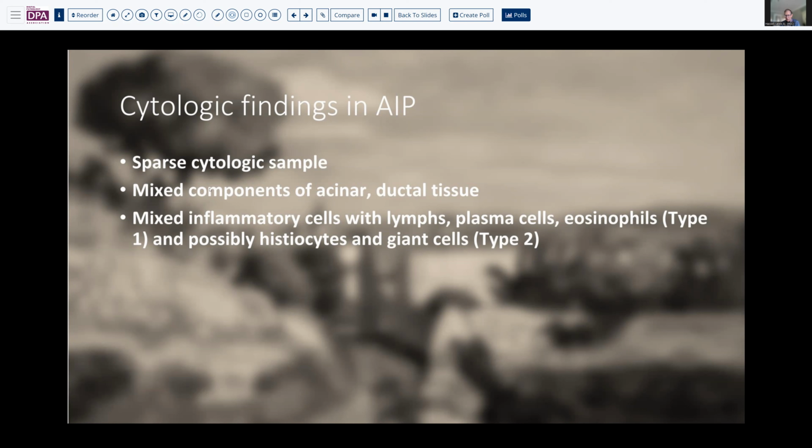You may have relatively few or variable components of epithelial tissue, which can include acini and ductal cells. And some of these can be a little bit atypical because of the inflammatory process. And ideally, you should get some mixed inflammatory cell population, some plasma cells, lymphs, eosinophils, and so forth. This would be particularly true with type 1 autoimmune pancreatitis, which is what we've just seen. And then if you've got type 2, you may see a few more histiocytes, maybe some giant cells along with this as well.